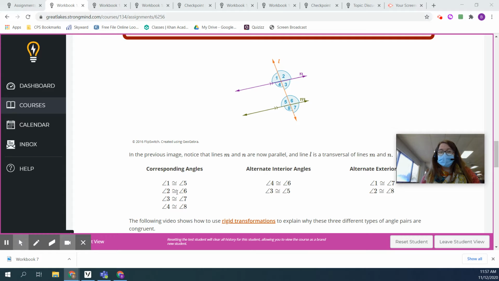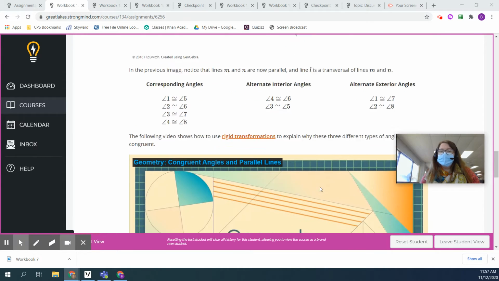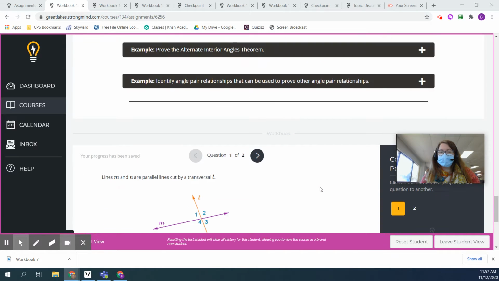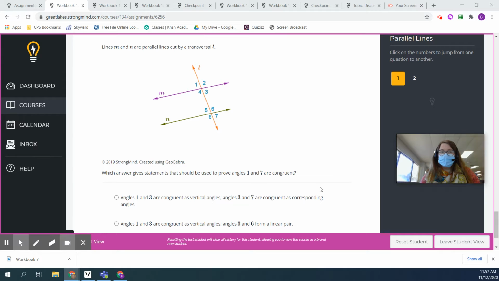So we have corresponding angles, alternate interior angles, and alternate exterior angles. There are a total of 8 relationships that we talked about with this. Then we have rigid transformations that prove those. We have proofs. I'm not going to do those. So lines M and N are going to be cut by a transversal.